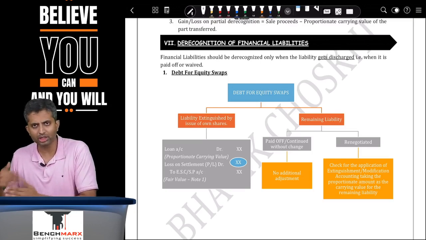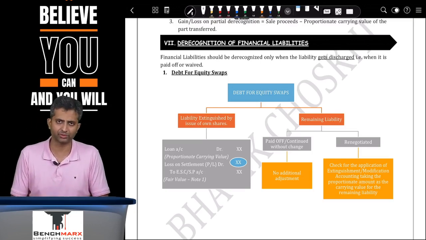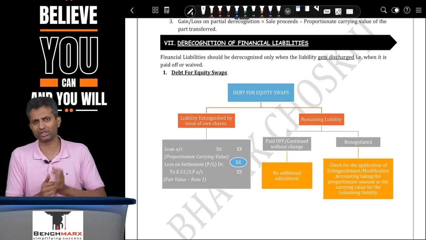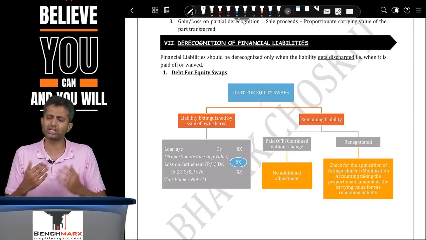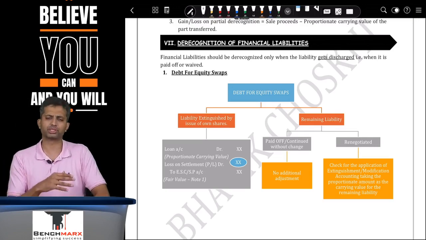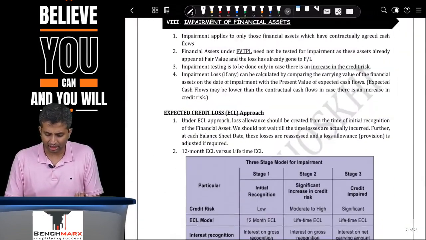So, the 1/3 part that continues, you will compare the present value of the modified cash flows with the present value of the original proportionate cash flows, and if the gap is more than 10%, then again you will apply extinguishment accounting. If the gap is less than 10%, then it is modification accounting. Okay, that takes care of derecognition.